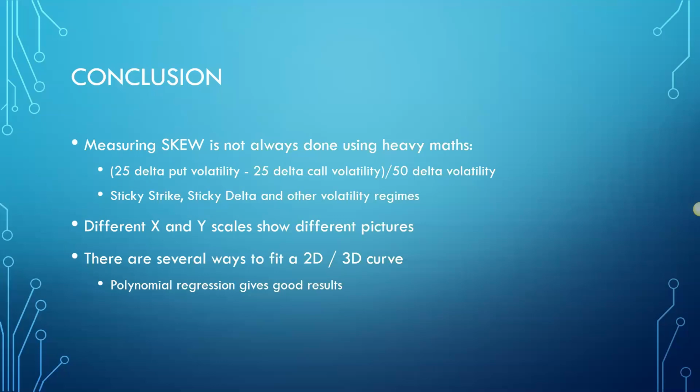Something I've seen is that people calculate the 25 delta put volatility minus the 25 delta call volatility, divide it by the 50 delta volatility, and come up with something that for them represents the skew. To me, it's far too local, but again, there can be a lot of simpler recipes for those who don't want to do any charting, any graphing, any modeling.